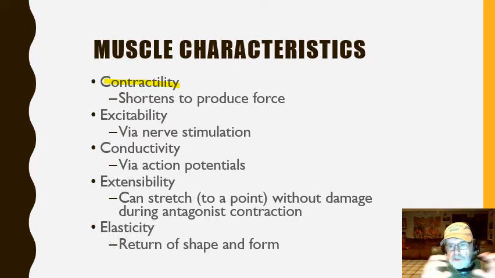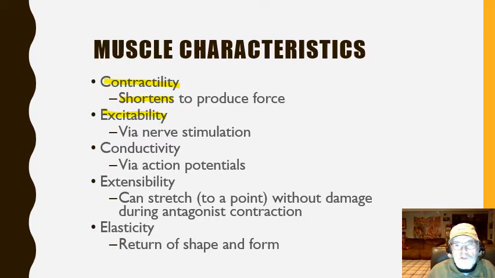Okay, and when it shortens, it produces this force. It's an amount of work that's produced to cause it to shorten, and as a result, that shortening causes motion. So contractility means it shortens, and by shortening, it actually produces motion. It's excitable. What I mean by excitable is that nerves will actually tell it what to do.